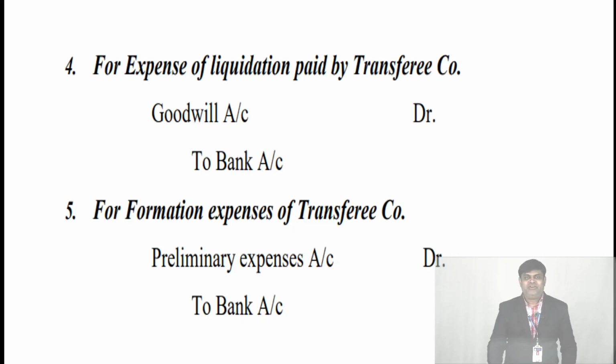Then the last entry is for formation expenses of the transferee company. Of course, whenever you are paying any expenses for formation of a company, these expenses are called preliminary expenses. These expenses are deferred expenditure in nature, and they are to be debited in this entry. That is, the preliminary expense account will be debited, and for expenses paid through check, the bank account will be credited. Means the entry will be preliminary expenses account debit, bank account credit. So these are the 5 entries.